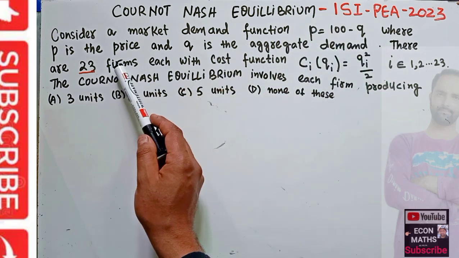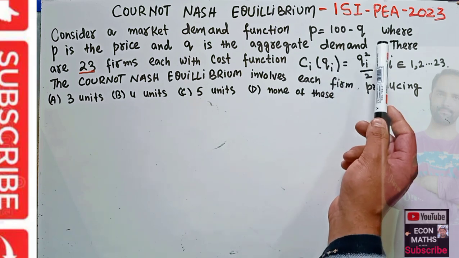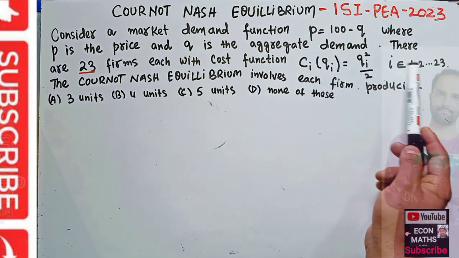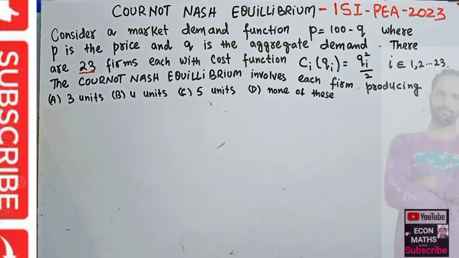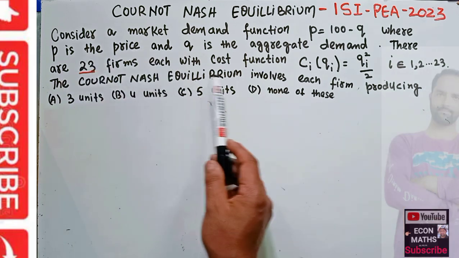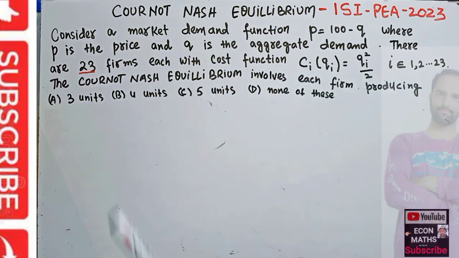There are 23 firms, each with cost function C_i(Q_i) equals Q_i squared upon 2, where i belongs to 1, 2, 3 up to 23, because we have 23 firms here. The Cournot Nash equilibrium involves each firm producing: the options are 3 units, 4 units, 5 units, or none of these. We need to find how much output each firm will produce in Cournot Nash equilibrium.